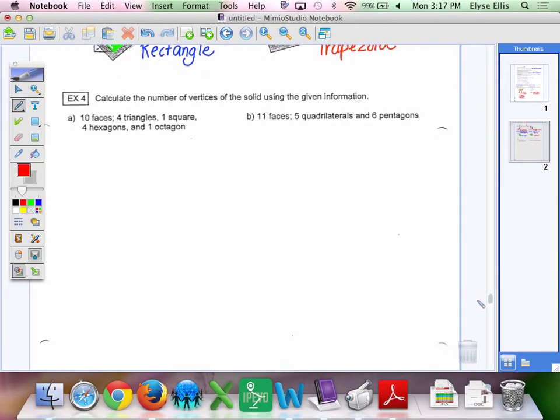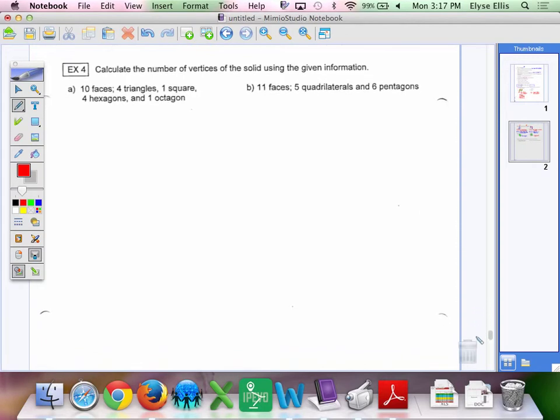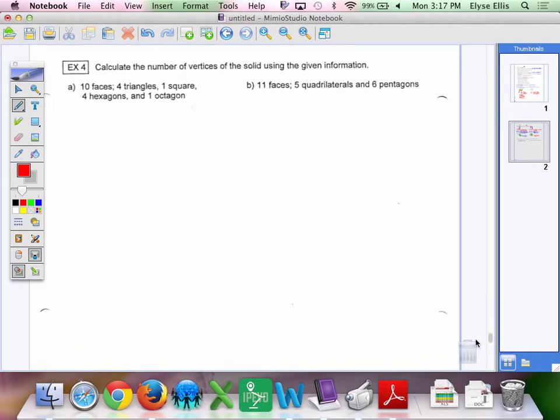Now down in example 4, this is where we're going to use Euler's theorem. They say calculate the number of vertices of the solid using the given information. So in part A, we have a shape with 10 faces. 4 of them are triangles, 1 is a square, 4 are hexagons, and 1 is an octagon. So what they're really giving us, if we have this shape, we can figure out the edges.